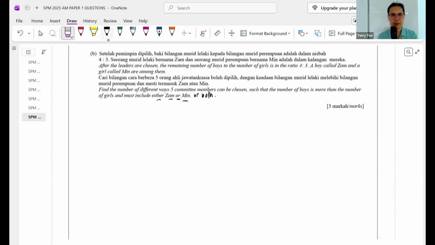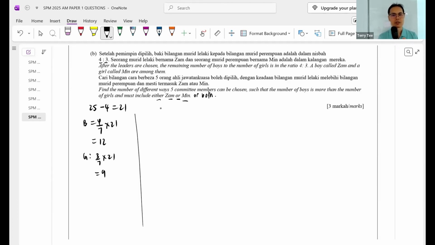Now you have 25 people. You've already taken out 4 leaders, left with 21. Correct. So then the ratio, right? The boys to girls is 4 to 3. So number of boys we got 4 over 7, because 4 plus 3 is 7. 4 over 7 times 21 is 12, right? Girls, how many? 3 over 7 times 21 is 9. So now you have 12 boys and 9 girls.